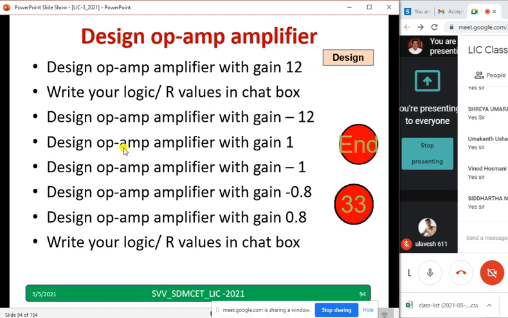For example, just now I told -1. At least you can type that also, no? Use your common sense. For -1, I have to choose both the same. Will you go for inverting or non-inverting amplifier? You have to type one word followed by some values of R1 and RF. You can say even a ratio of R1 and RF also.